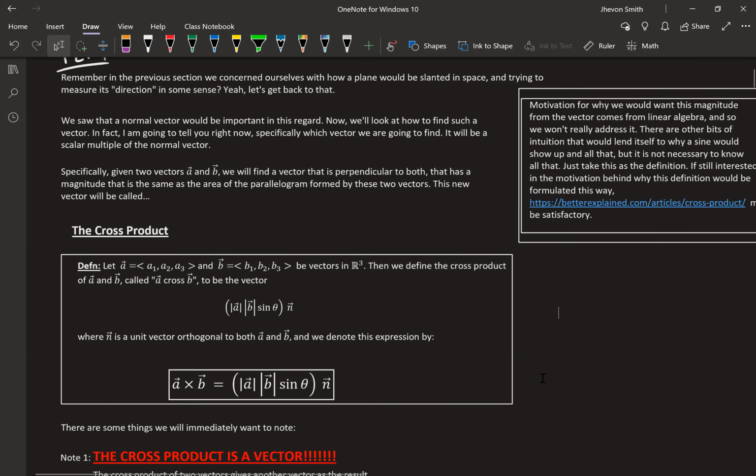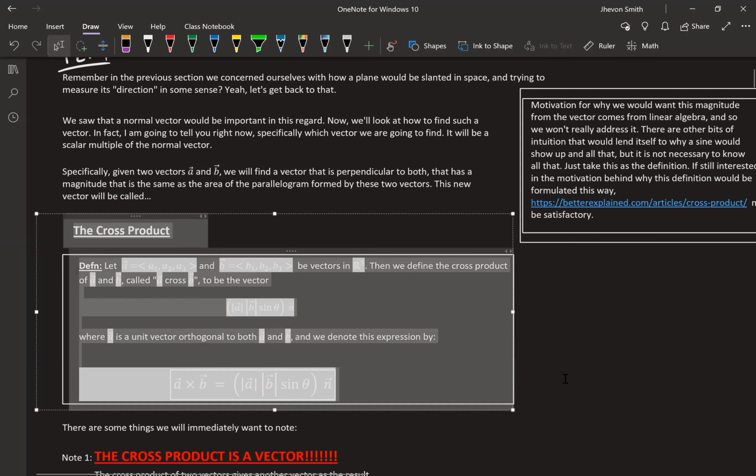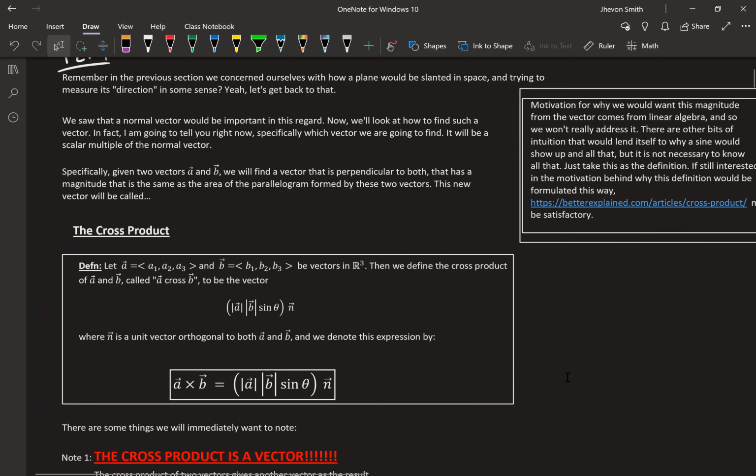Okay, now we are going to require certain things of the cross product. And these are the things that we're going to require. So this is pretty much the definition of the cross product. Okay, so I know that I want to find a vector that's orthogonal to two other vectors, but I'm going to require that it behaves in a certain way. Namely, it has the magnitude that is the same as the area of the parallelogram formed by the two vectors.